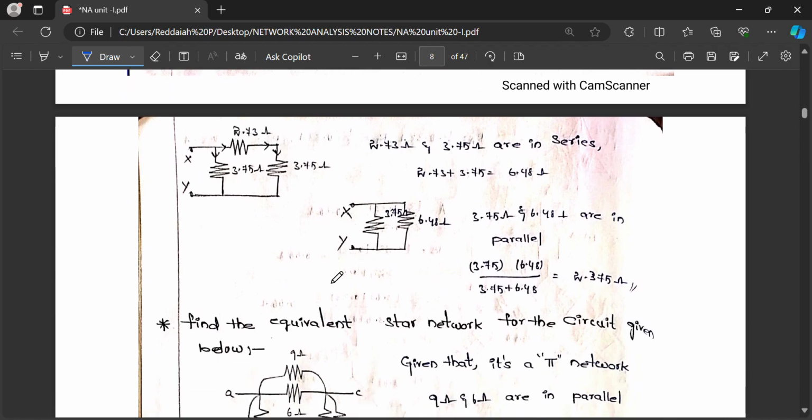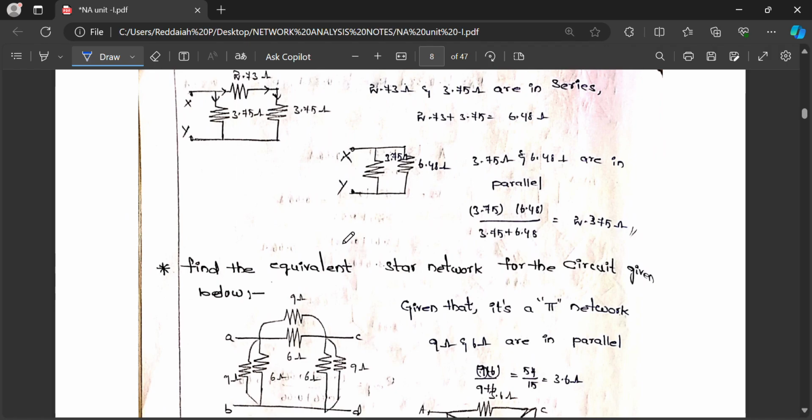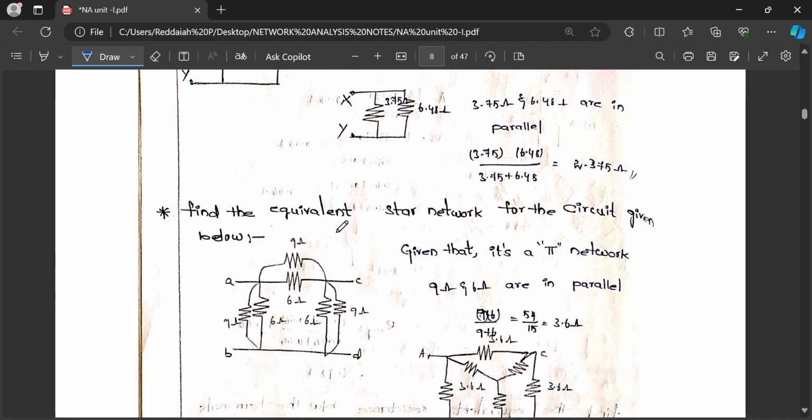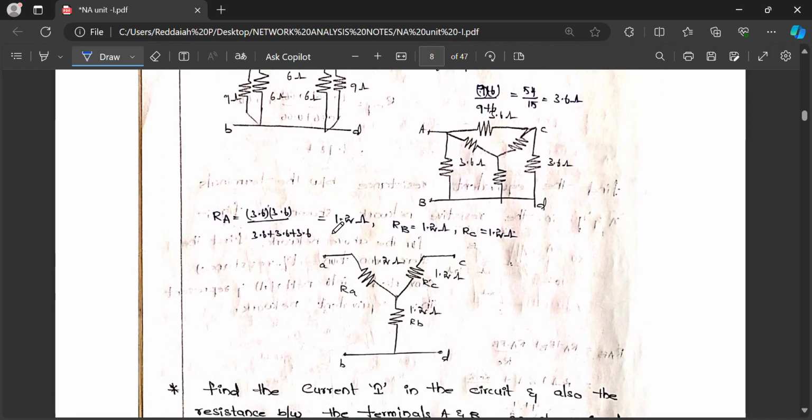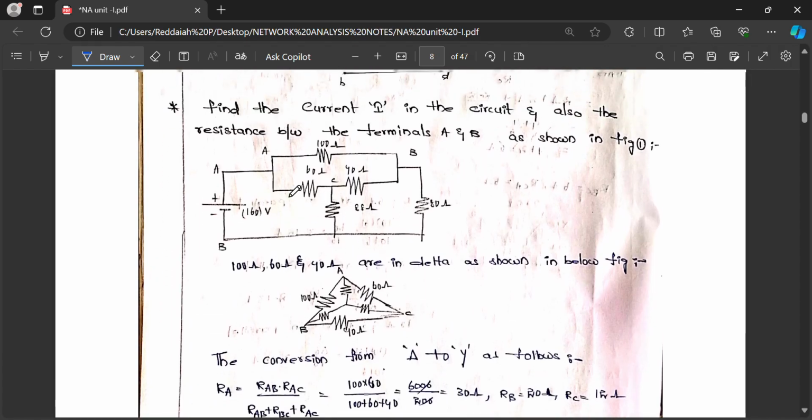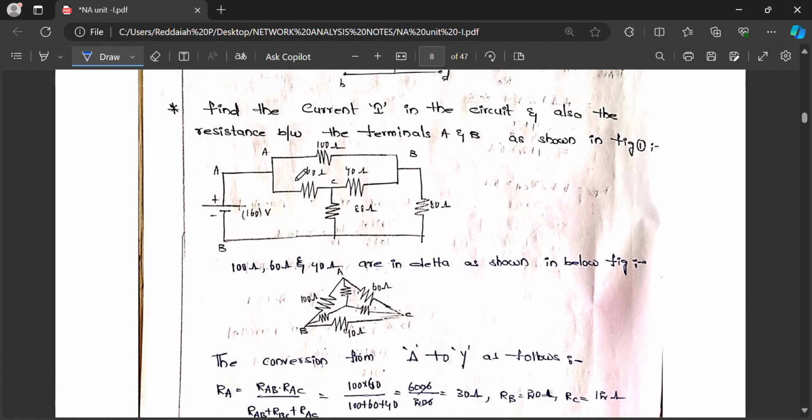This is the example problem. Take one pen and rough notes. You can solve this. To prepare network analysis, in the first unit, the network reduction technique is most important. With this you can easily find the current I in the circuit, and also the resistance between the terminals A and B. This current I we have to calculate, and also the resistance between terminals A and B.